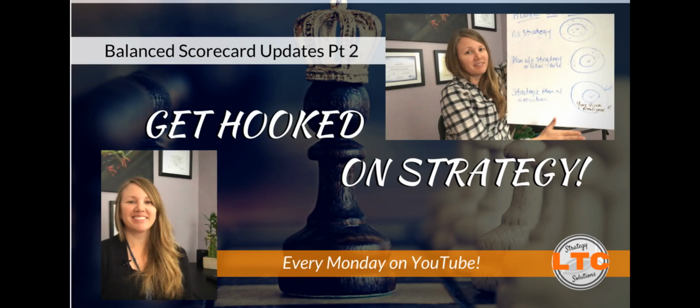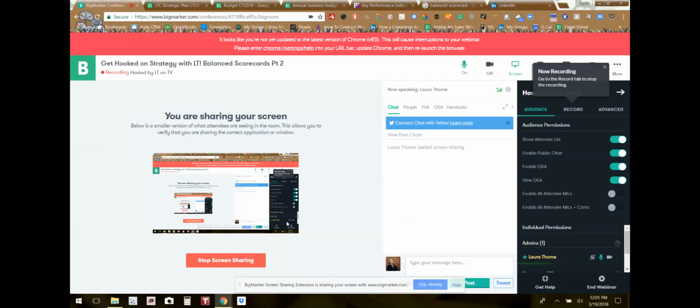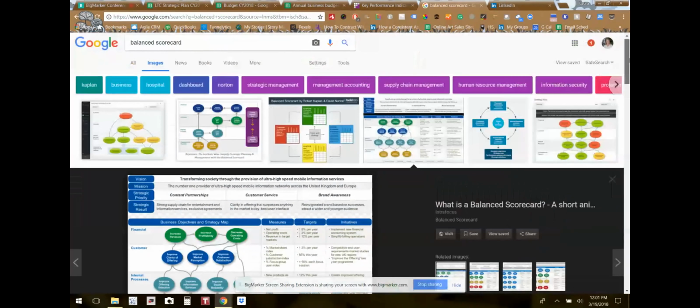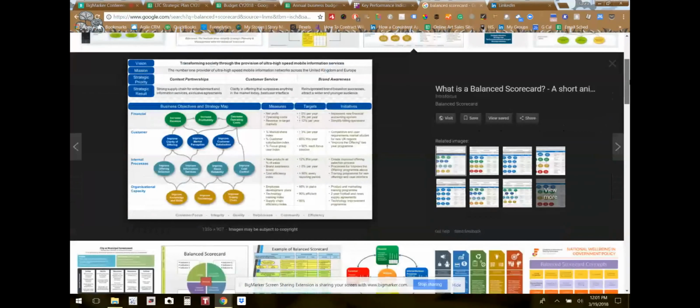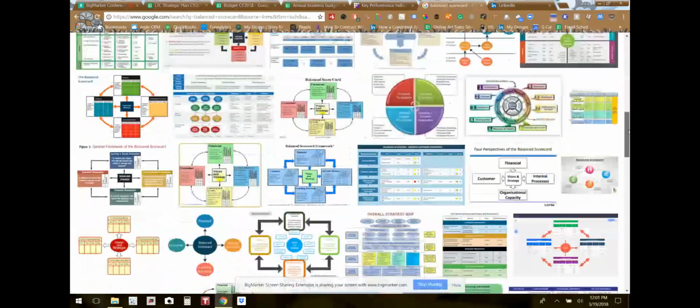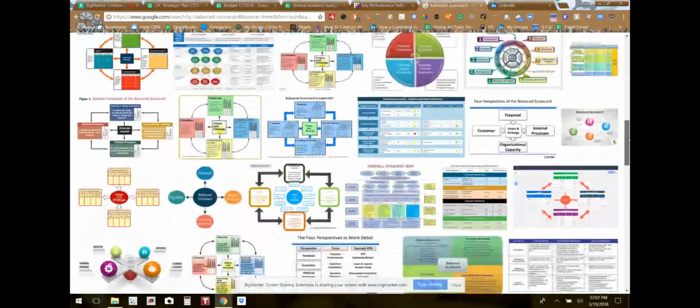We're currently looking at Balanced Scorecards, and we had a look last week at some different templates, just going to Google and doing an image search. This week we're going to continue that, and I'm going to share my screen here. We're going to look at what goes into the Balanced Scorecard. Last week we did a quick search. You can see there are many ways to do this. No one right way.